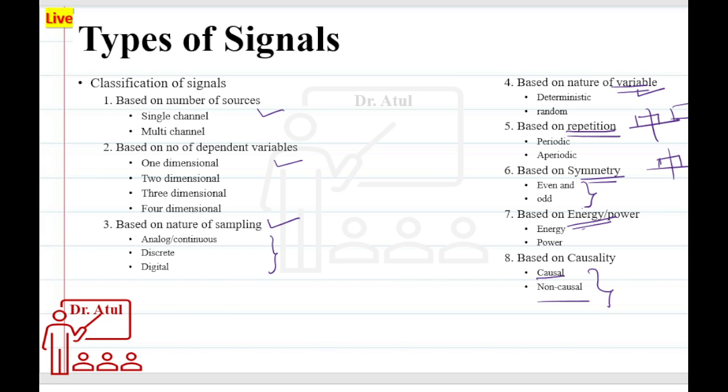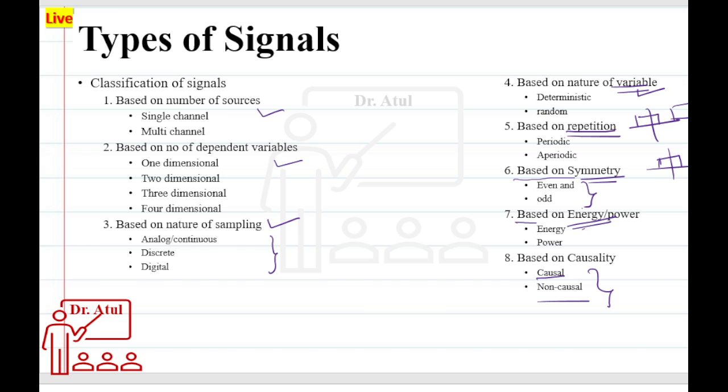And sixth one is based on symmetry. If the signal is symmetric about the y-axis, then it is an even signal. So even and odd signals we will study based on symmetry. Symmetry means symmetry of the waveform of the signal is checked. If it is symmetric about the y-axis, then that is an even signal, and I will tell about odd signals later on.